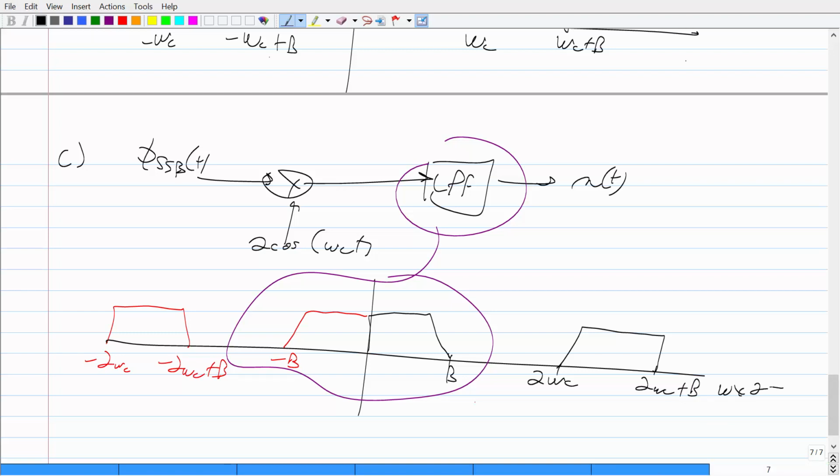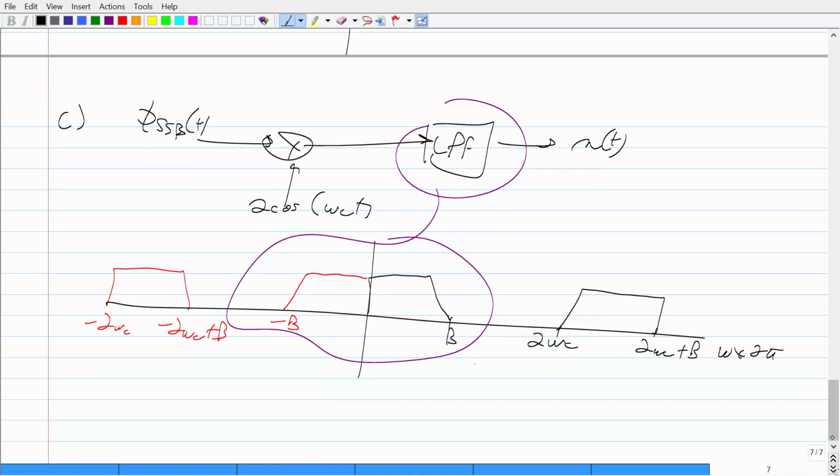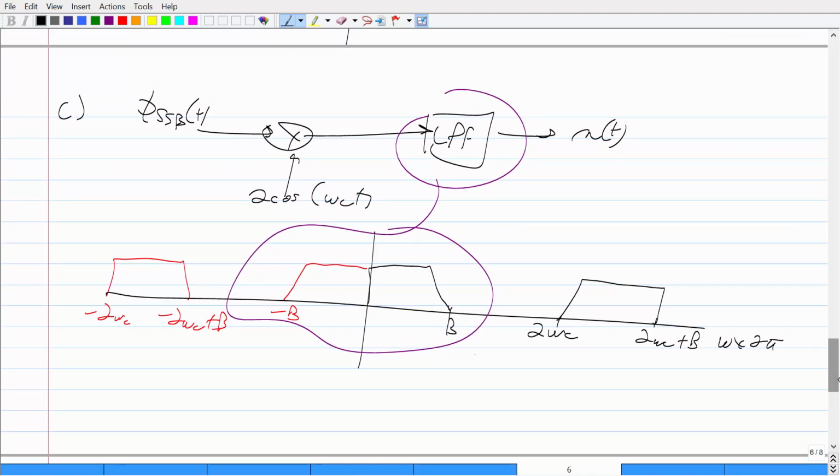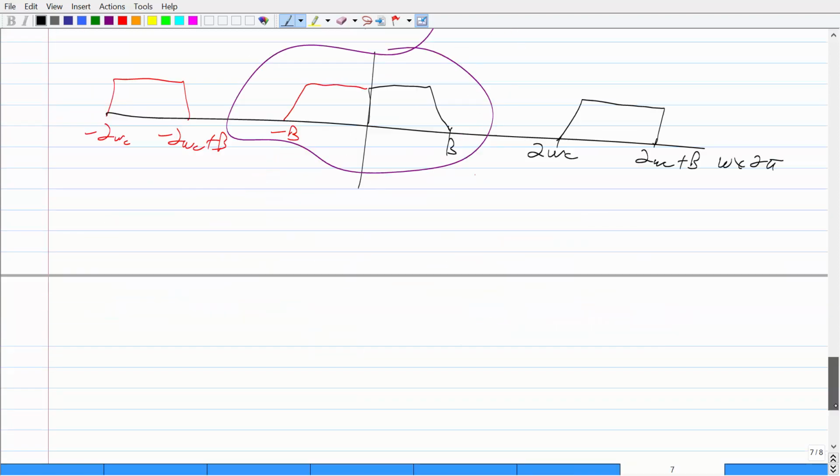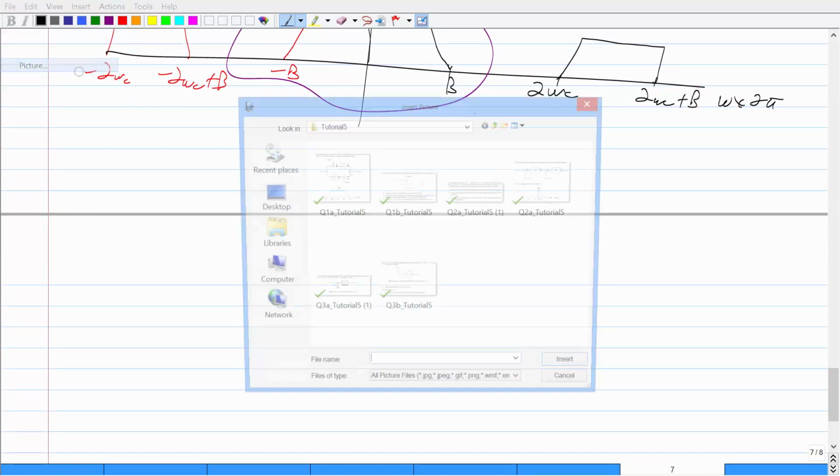Times 2 pi. And that's it. So that's what you do. You just do a coherent detection, do a low-pass filter, and then that's what you get. Any questions here? Yeah, that was actually a pretty hard question to do. The rest of them should be a joke now.